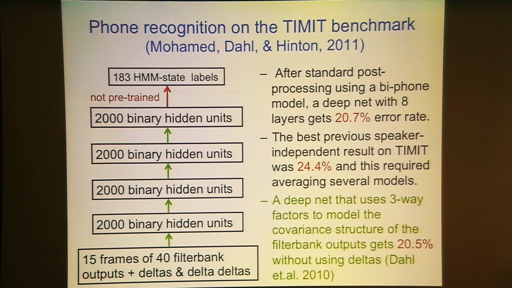And this is a very well-tried database. It's the sort of speech equivalent of MNIST. At the time they did this, the record for speaker-independent methods was 24.4% error, and that involved averaging many systems. They initially got down to 23%, and then later on they got down to just over 20%.